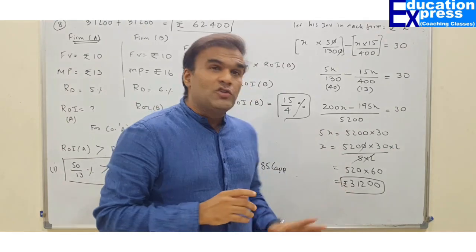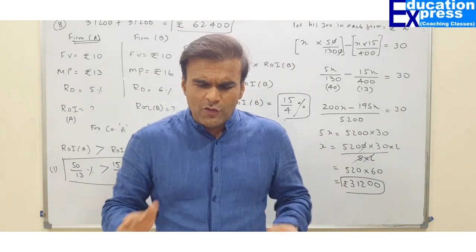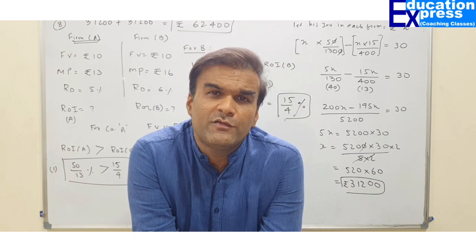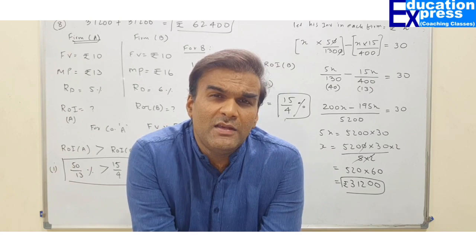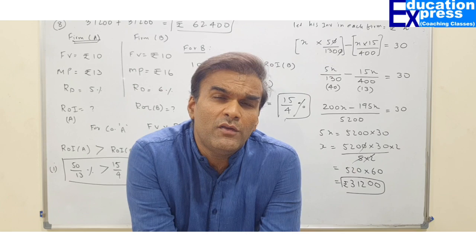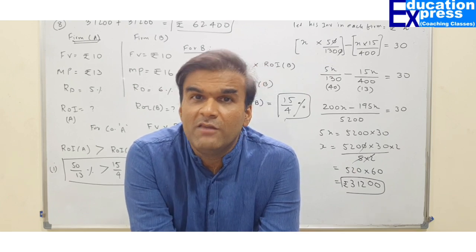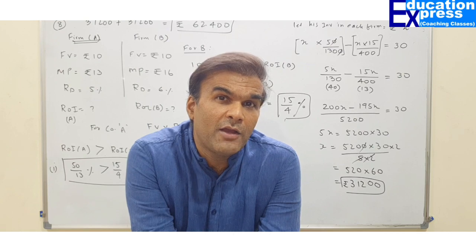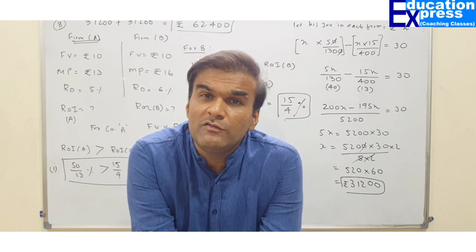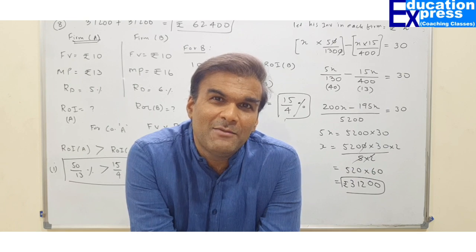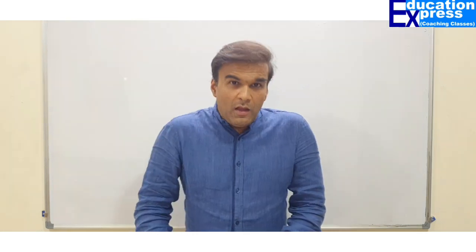X is 31,200. Since we know the value of X, it means the amount of investment made in each firm. So in each firm he has invested 31,200. So the investment in both the firms put together would be 31,200 multiplied by 2. That's 62,400 rupees. With this we have completed this sum. Let's move on to the next one.